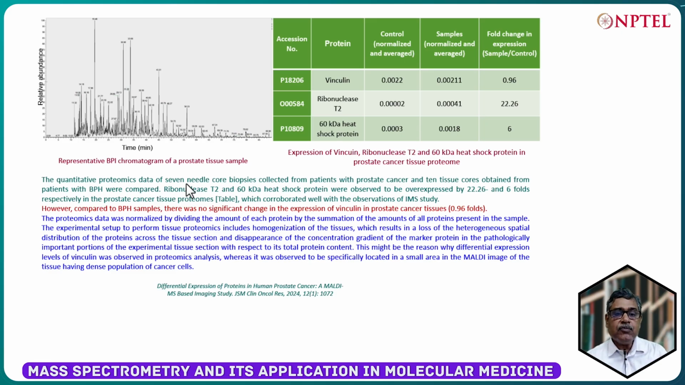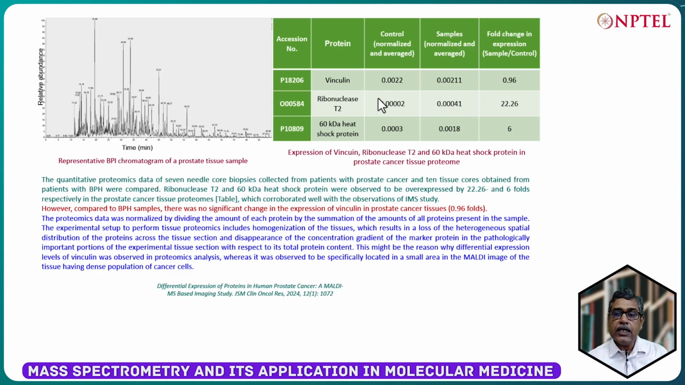The quantitative proteomics data of 7 needle core biopsies collected from patients with prostate cancer and 10 tissue cores obtained from patients with BPH were compared, and ribonuclease T2 and 60 kilodalton heat shock protein were observed to be overexpressed by 22.26-fold and 6-fold respectively in the prostate cancer tissue. That is what this table shows: ribonuclease T2, control, normalized and averaged samples and the fold changes.